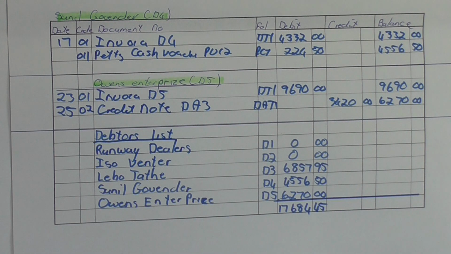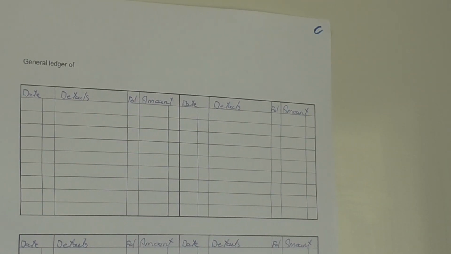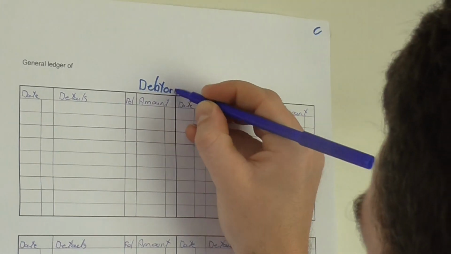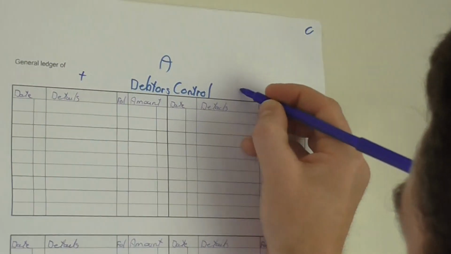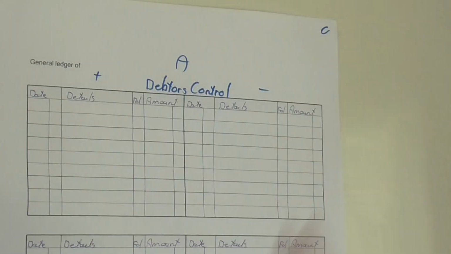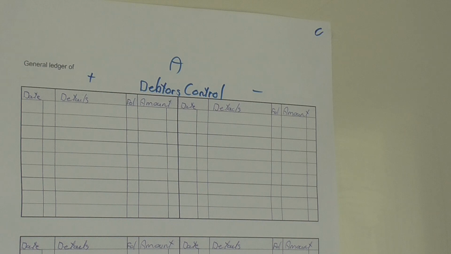If you would like to see if you've done the job correctly, you need to balance it to your debtors control general journal. Okay, so now we're going to do that. So this is your debtors control. That's an asset plus minus that you guys should know by now. So what you need to do now is you need to complete your general ledger account of the debtors control.